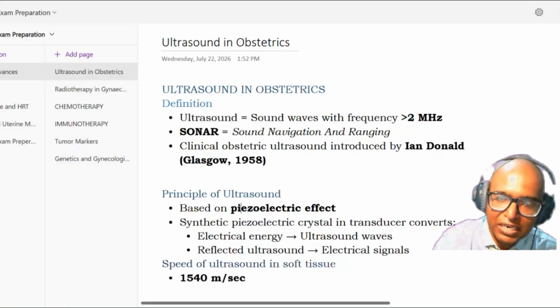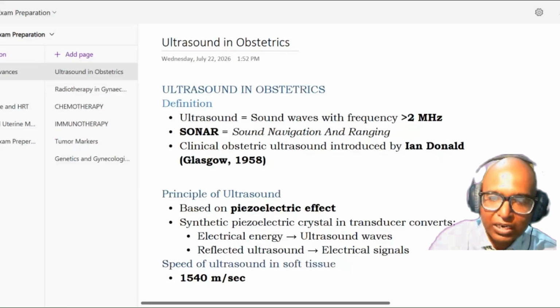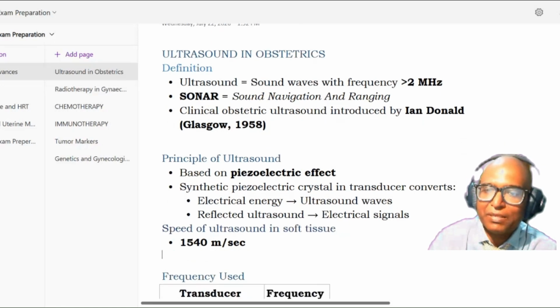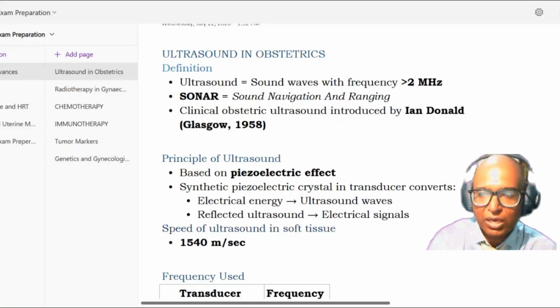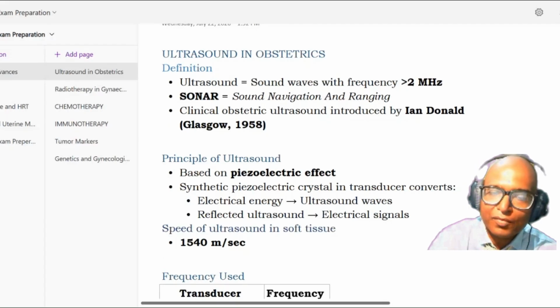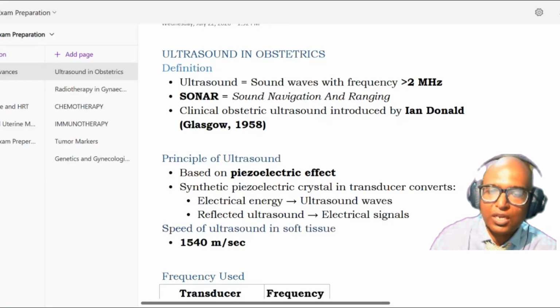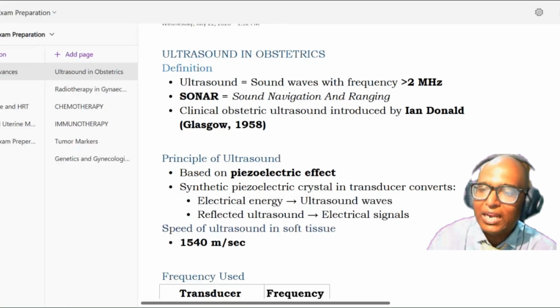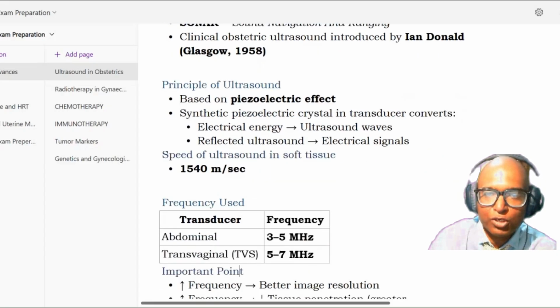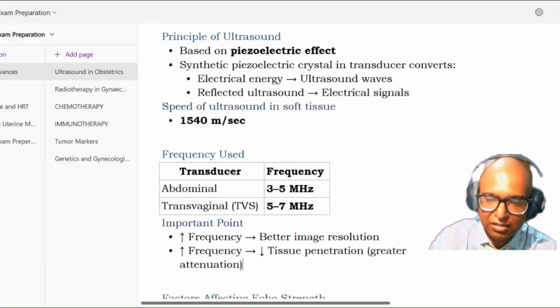What are the principles of ultrasound? It is based on the piezoelectric effect. So synthetic piezoelectric crystals are present in the transducer, which will convert electrical energy into sound waves. These sound waves will strike the tissue and get reflected from the tissues, and this reflected ultrasound will further get converted into electrical signals, which will give you the image. The speed of ultrasound in the soft tissue is 1540 meters per second.